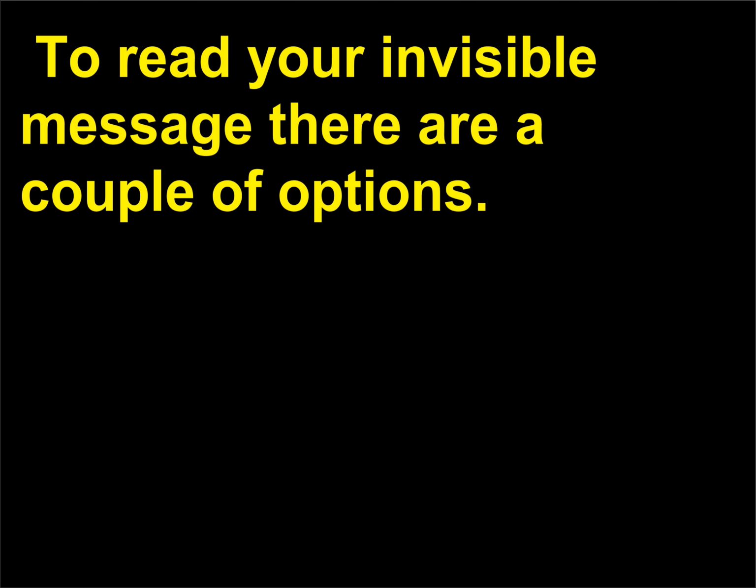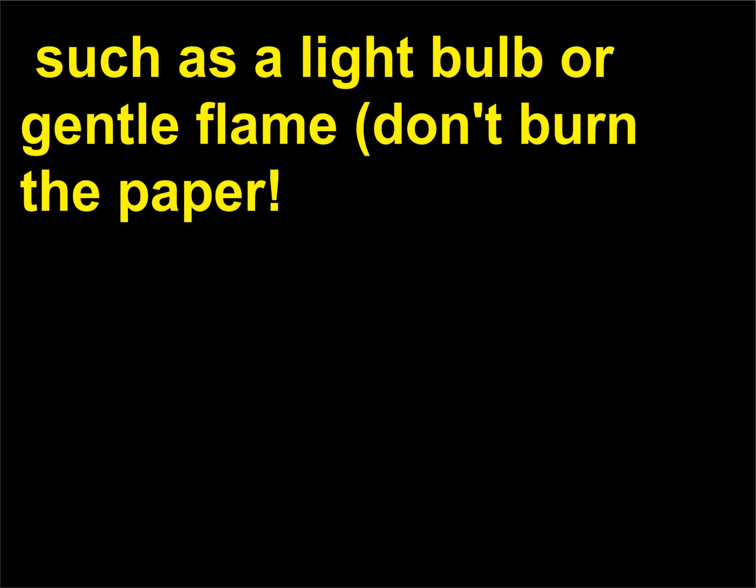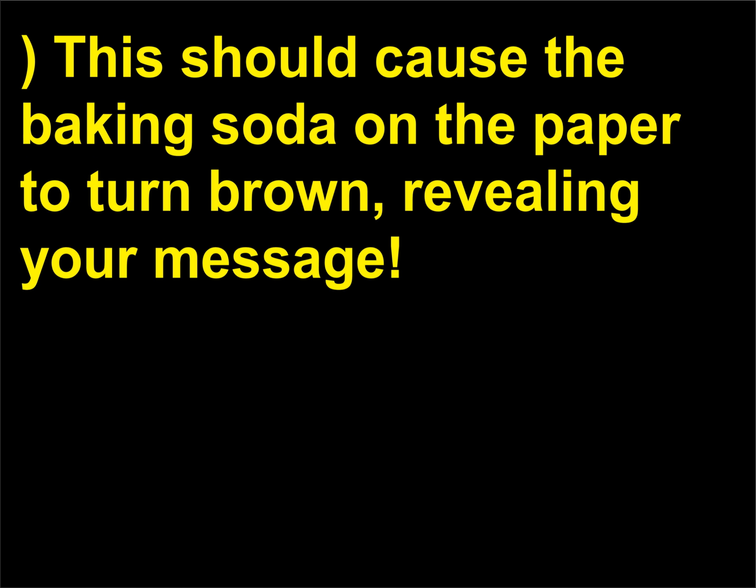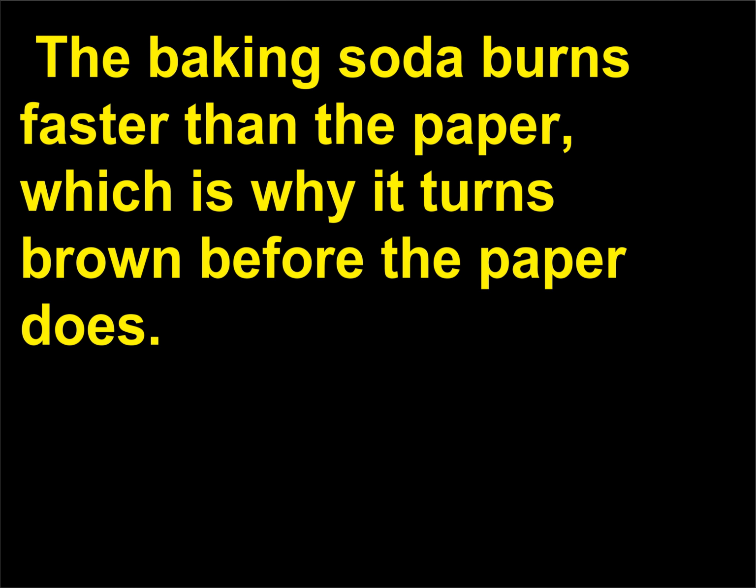To read your invisible message, there are a couple of options. One is that you can hold the paper to a heat source, such as a light bulb or gentle flame. Don't burn the paper. This should cause the baking soda on the paper to turn brown, revealing your message. The baking soda burns faster than the paper, which is why it turns brown before the paper does.